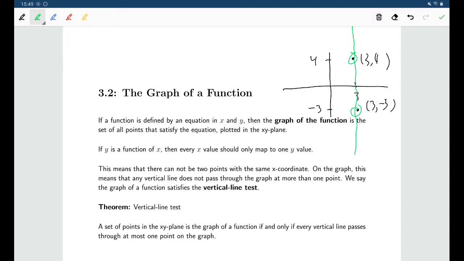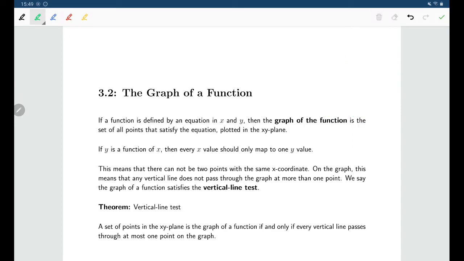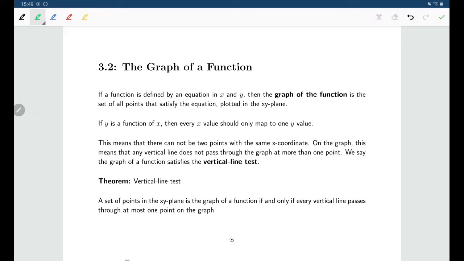If you have what I've got here, a vertical line that crosses through your graph in more than one point, that means you don't have a function, because that means there would be one x value that has two y values or more that correspond to it. As opposed to something that is a function, and for that would be something where every x value only matches up with one y value. So for one x value, you might have one y value and only one y value, which means that the vertical line you draw through that x value should only pass through one point. That's our vertical line test.